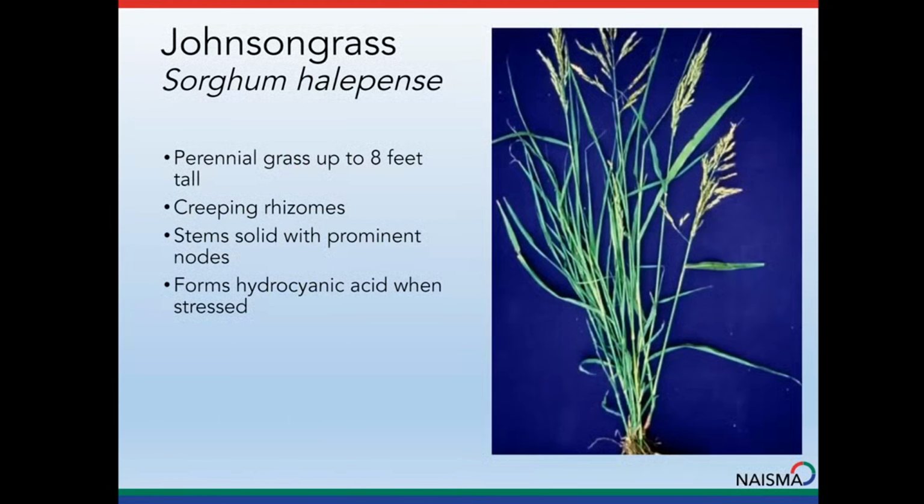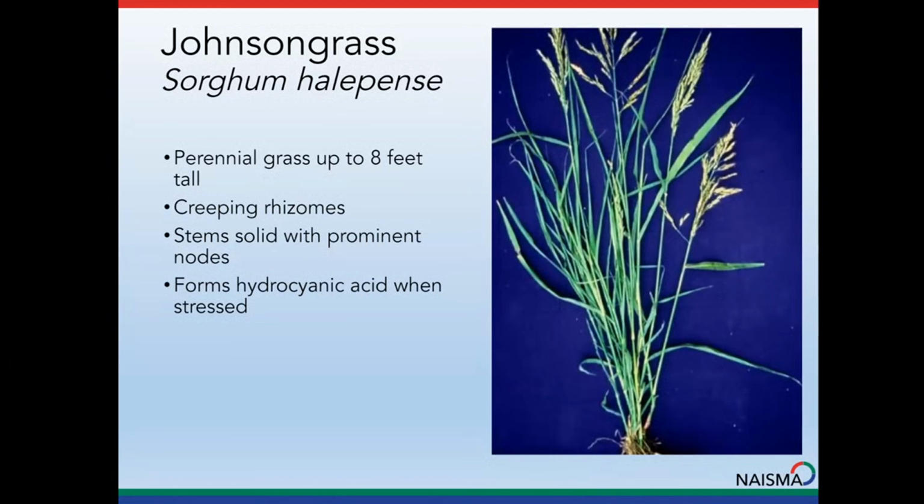All right, so this is another grass. We only have a few grasses on our prohibited weed list. This is Johnson grass, or Sorghum halepense. It's a perennial, can grow very tall, up to 8 feet tall. It is borne on creeping rhizomes, so really a challenging species to deal with because of the rhizomes.